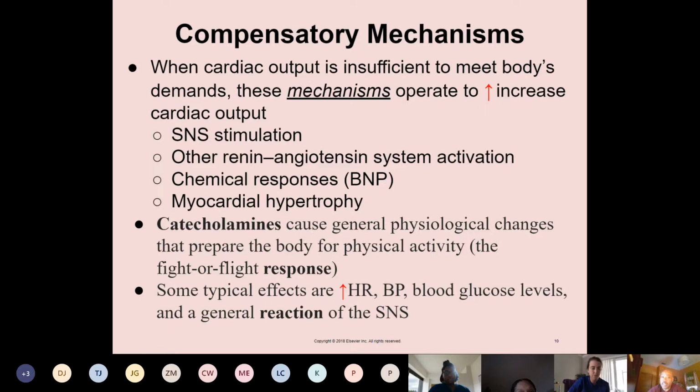So the next compensatory mechanism is the chemical response, BNP. Now I want you to remember this. With heart failure patients, we always want to know what your BNP is. So your BNP is a natriuretic peptide, and they're basically neurohormones that work to promote vasodilation. All right. So this is just a compensatory mechanism. So you want some vasodilation. You know, you don't want vasoconstriction. You want vasodilation. It also causes diuresis.